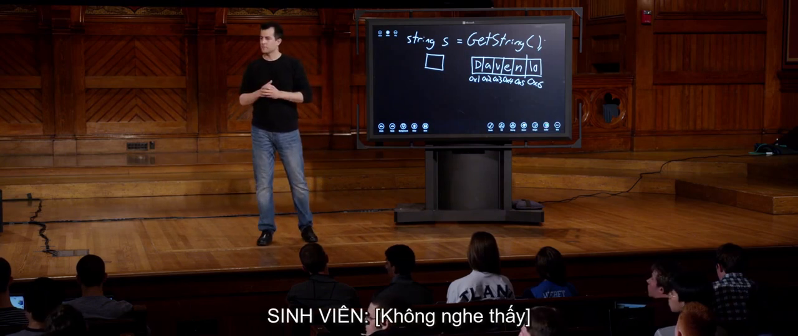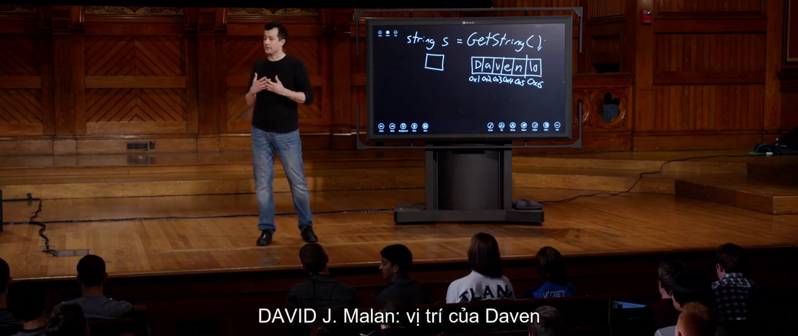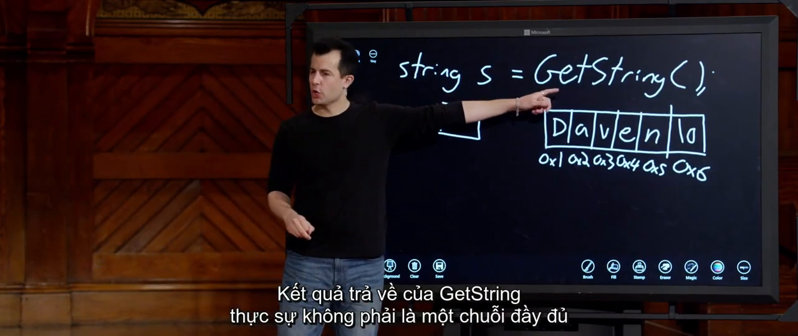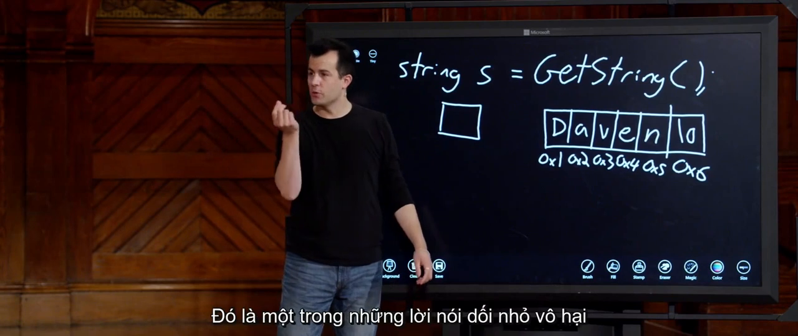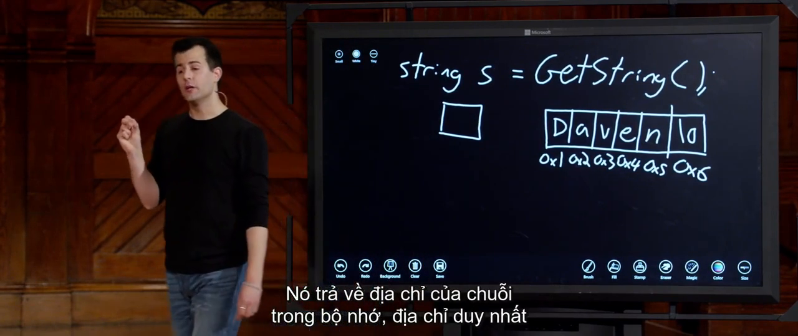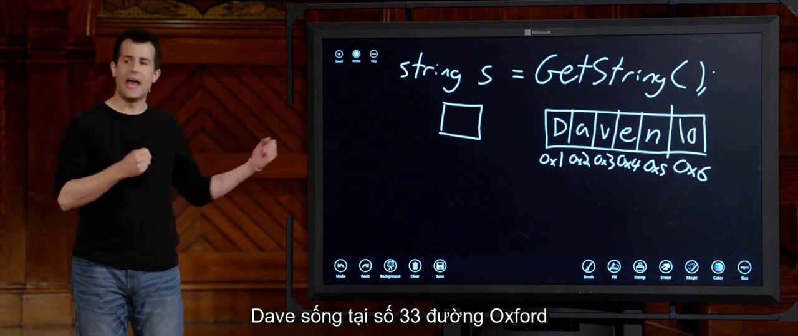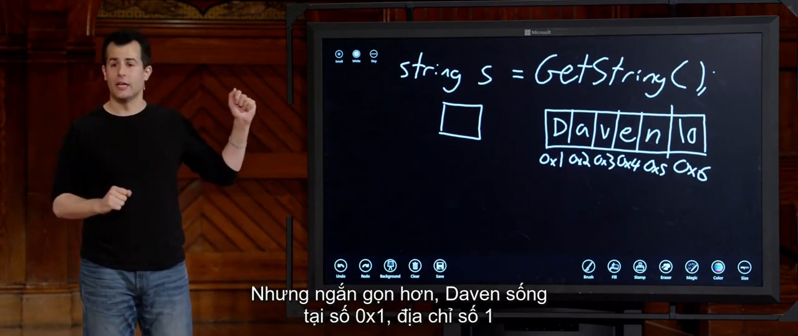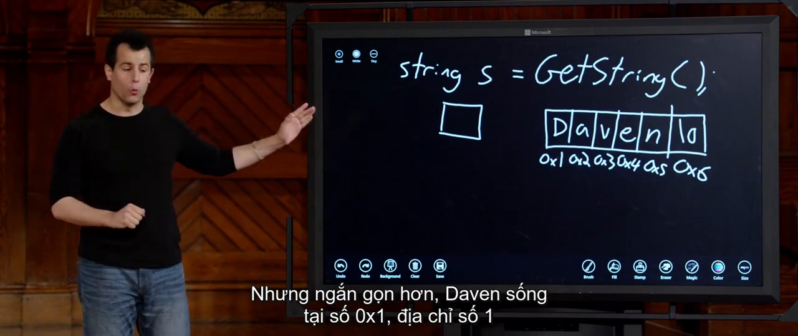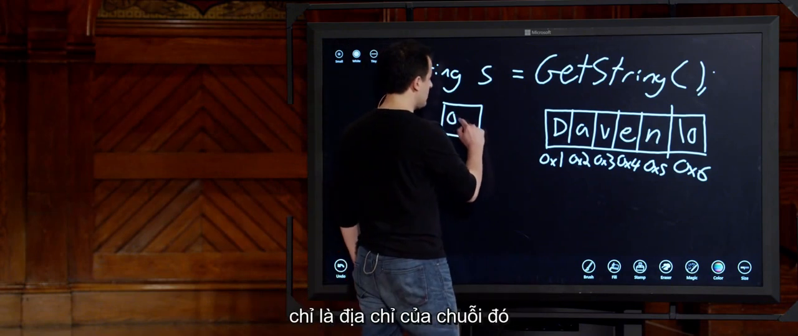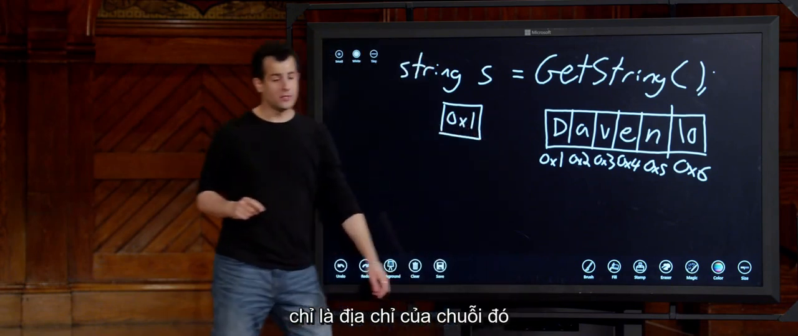Yeah. The location of Davin. And it's been doing this ever since week 1. What getString is really returning is not a string per se. That's one of the little white lies. It's returning the address of the string in memory. The unique address. Davin lives at 33 Oxford Street. But more succinctly, Davin lives at 0x1, address number 1. So what gets put in this little box then, to be clear, is just the address of that string.